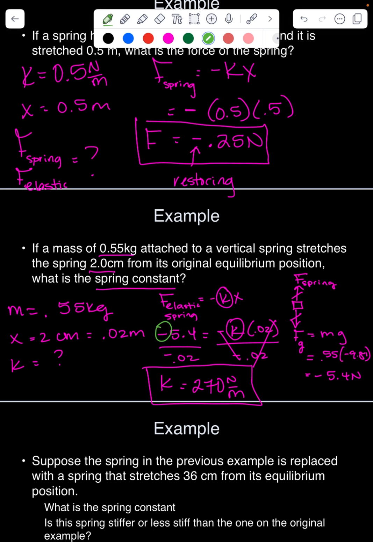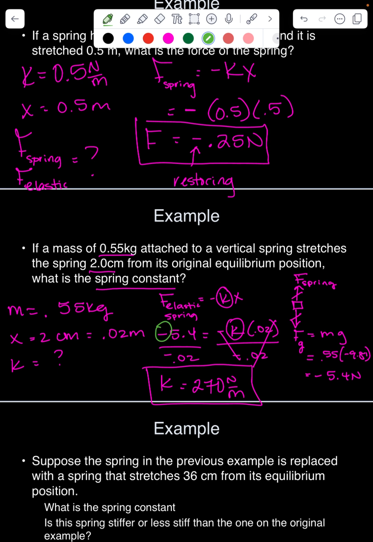Now if you didn't remember to include the negative on that force, that's fine. You just have to remember that k can never be negative. It is a spring constant. It's never going to be negative. So if you don't remember to put that negative, it's fine. You just got to remember that k is a scalar quantity.